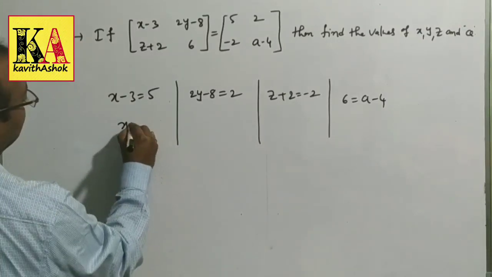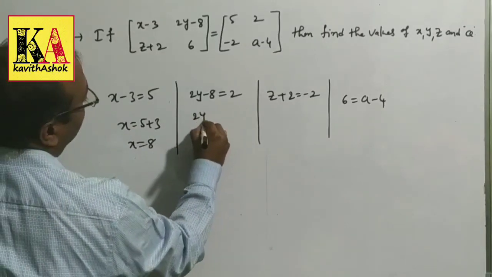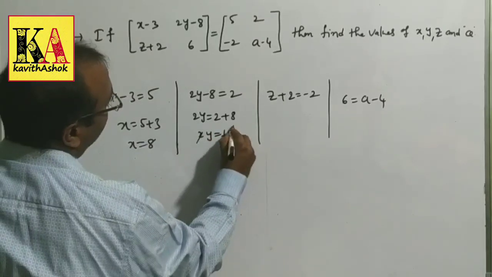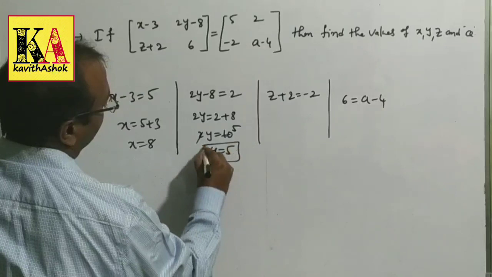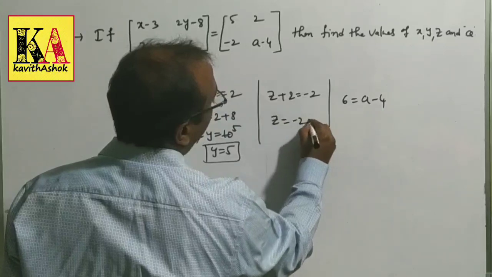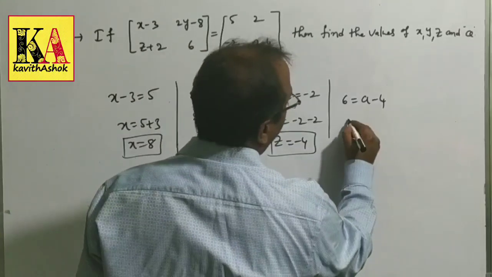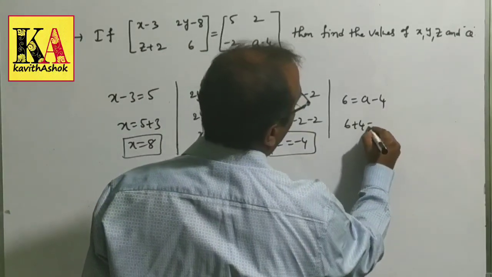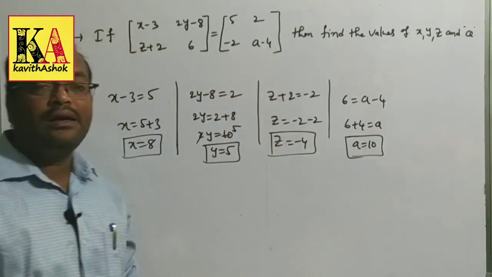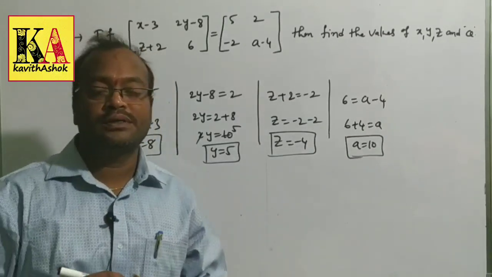Now x is equal to 5 plus 3, and x value will be 8. 2y is equal to 2 plus 8. So 2y is equal to 10. Two fives are ten, y is equal to 5. Next, z is equal to minus 2. If you take plus 2 to the right side, z value will be minus 4. Next, 6. If you take minus 4 to the left, 6 plus 4 is equal to a here. A value will be 10. So like this we can calculate the values of x, y, z and a. For this we can get 2 marks.